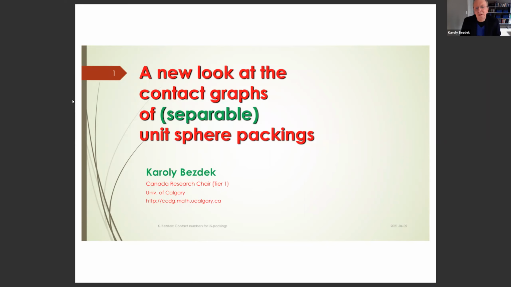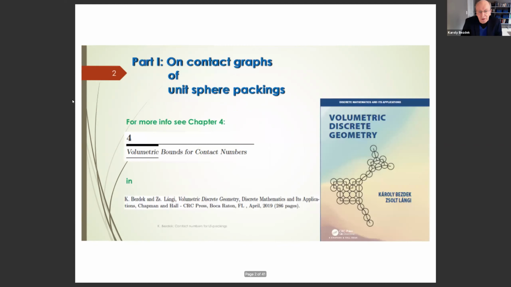So besides these two classical concepts, I'm going to target something new, and that I put in green here. I'm going to talk about separable packings and their contact graphs. So somehow I felt I should do a little tour on contact graphs for unit sphere packings at the beginning, just to make the topic and the results more reasonable looking.